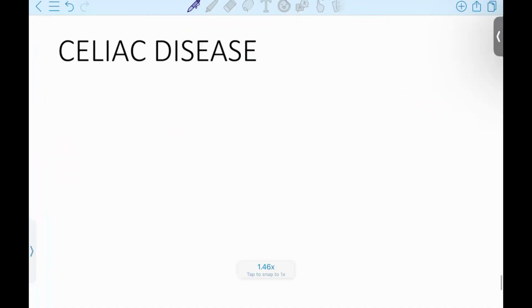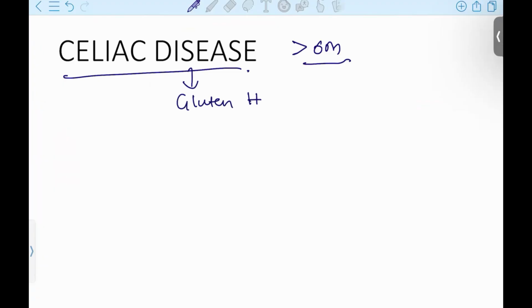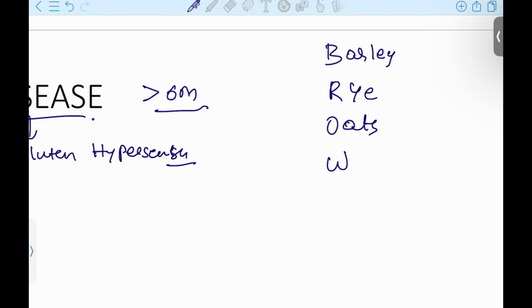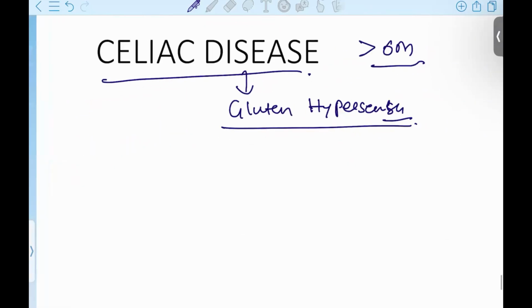Next one is celiac disease. So celiac disease is seen in children older than 6 months. How? Because celiac disease is seen in gluten hypersensitivity. Okay, gluten hypersensitivity. What are those gluten foods? Remember like this: barley, rye, oats, and wheat. These cause gluten hypersensitivity in children.